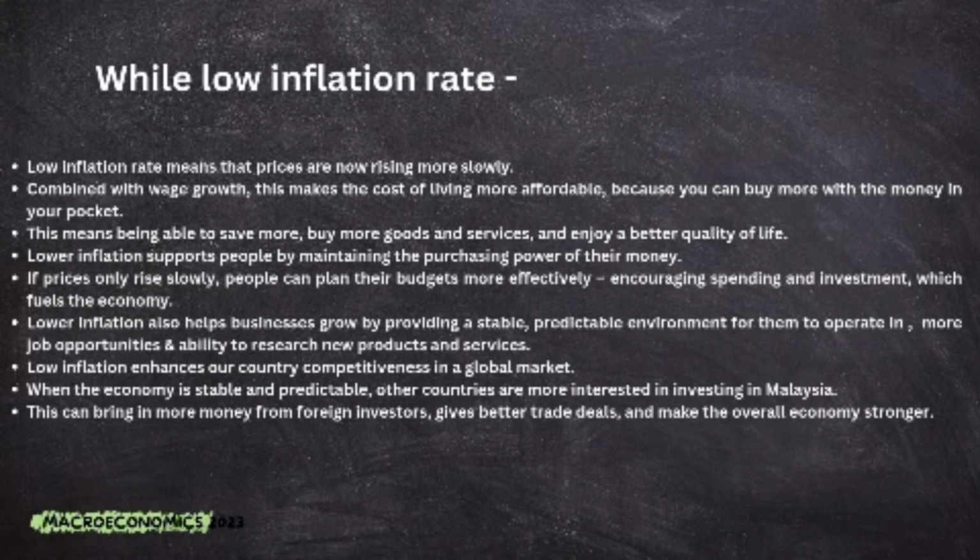A low inflation rate means that prices are rising more slowly. Combined with wage growth, this makes the cost of living more affordable because you can buy more with the money in your pocket. This means people are able to save more, buy more goods and services, and enjoy a better quality of life. Lower inflation supports people by maintaining the purchasing power of their money. If prices only rise slowly, people can plan their budgets more effectively, encouraging spending and investment, which fuels the economy.